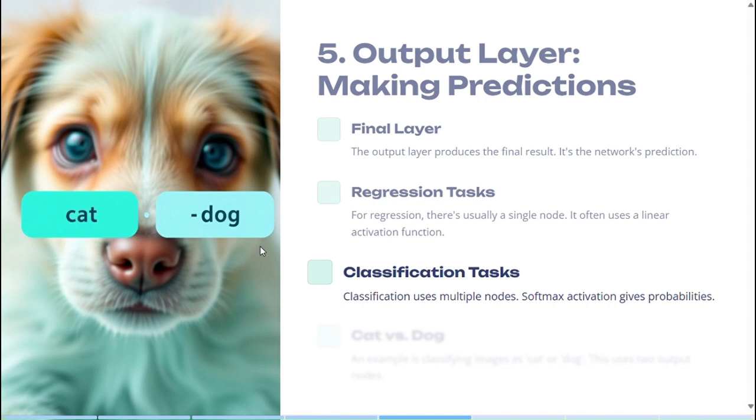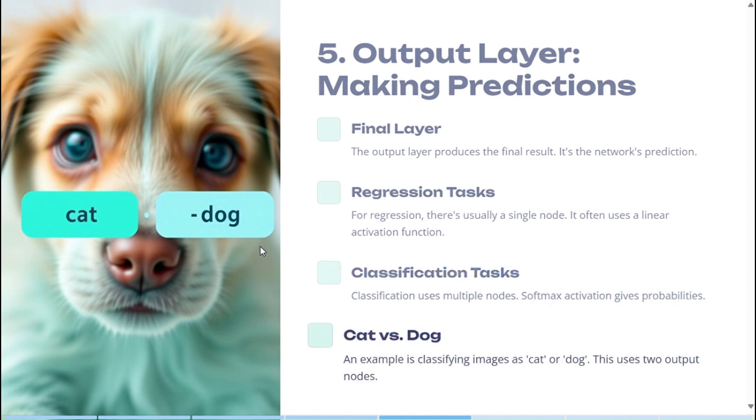Second, for classification tasks, there are multiple output nodes. In binary classification, there may be one node with a sigmoid activation. In multi-class classification, there are multiple nodes and the softmax activation function is used to convert the outputs into probabilities. For example, cat versus dog, predicting whether an image is a cat or a dog.